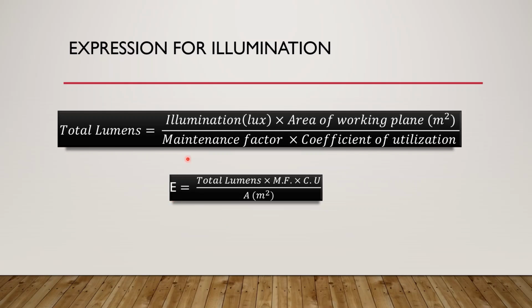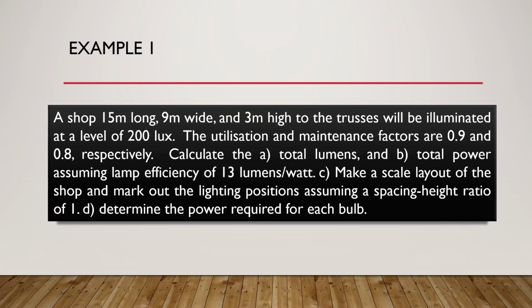So if you make the illumination the subject of the formula, E, it becomes the total lumen multiplied by the maintenance factor MF, multiplied by the coefficient of utilization CU, divided by the area. So this formula is very critical and we're going to use it. Let's see how we use it.